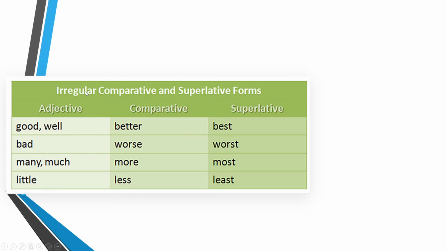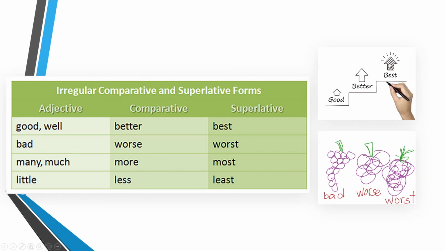And don't forget about the irregular comparative and superlative forms. You need to remember the adjective, the comparative and superlative form. Good, better, best. Bad, worse, worst. Many, more, most. Little, less, least. So this is how you have to remember the irregular forms. So good, better, best. So the best yang paling baik di atas sekali.